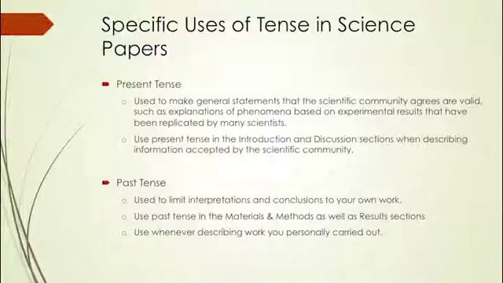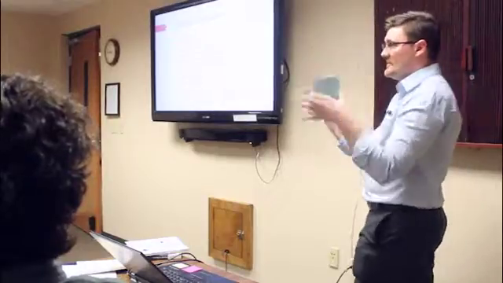Past tense is used a little bit differently. It's used to limit the interpretations and conclusions of your own work. It's used mainly in the materials and methods section that I'll talk about in a minute, also results. Whereas present tense is mainly used in the introduction and the discussion of a thesis or dissertation. And also about past tense, whenever you're describing a work that you've personally carried out, that's when you would use past tense. Again, this is really specific to the academy and to a thesis or dissertation.